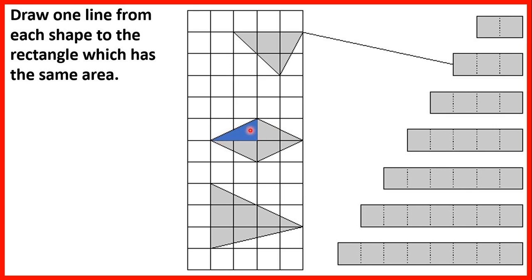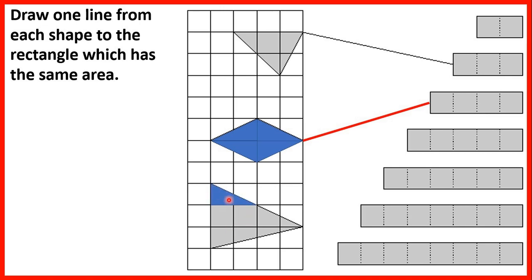But if we look at this section here, we can see that that's half of 2 squares. So half of 2 squares is 1 square. And here as well, we've got half of 2 squares, so that's another one, and then another one here, and another one here. So because we've got 4 parts that are half of 2 squares, this is the same as 4 squares.